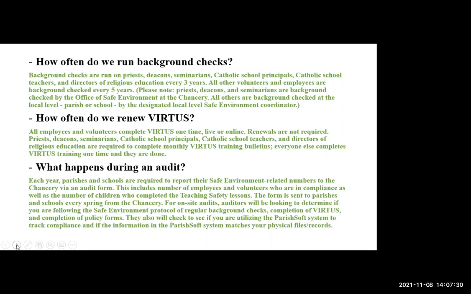During an audit, it can be a little bit stressful. Every year we are audited.